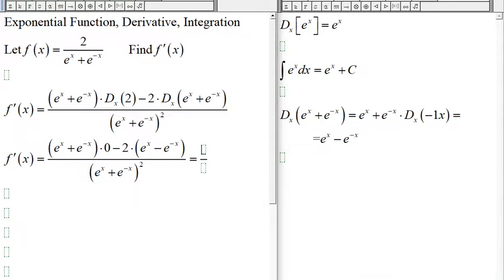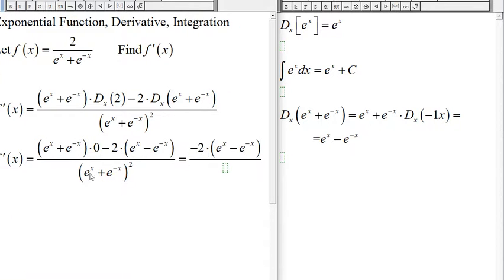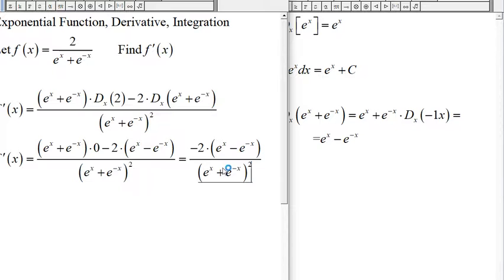And so for the final answer, this part would be 0. And so what's left is just negative 2 e to the negative x dividing by this expression right here.